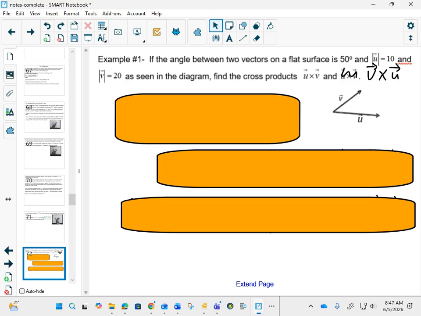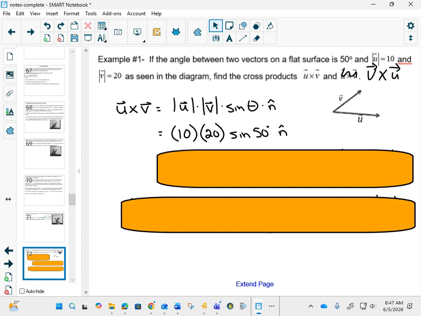All right, here's our first example. The angle between two vectors U and V on a flat surface is 50 degrees. If the length of U is 10 and the length of V is 20, let's find both of these cross products, U cross V and V cross U. So it's just the length of U, length of V, sine of theta times the unit vector perpendicular.